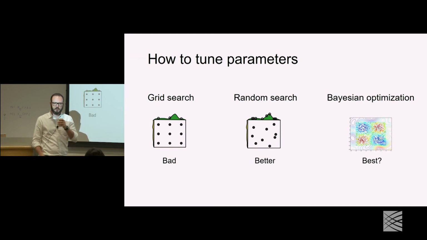Can you explain why random search is better than grid search? I mean, your argument that you might miss an interesting peak or dip in your loss function could have been said about the random one just as easily.